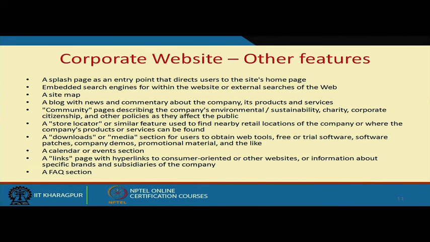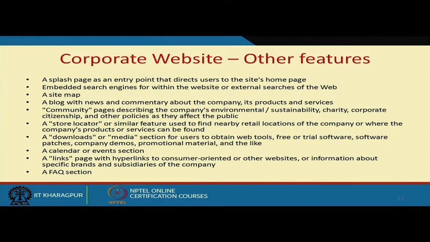Then the companies may also have a community page which describes the company's environmental and sustainability, charity, and basically corporate social responsibility kind of details available for the general public. Then if you are a retailer, then occasionally you will also have your store locators across the country, and you provide the maps to go to your respective stores.